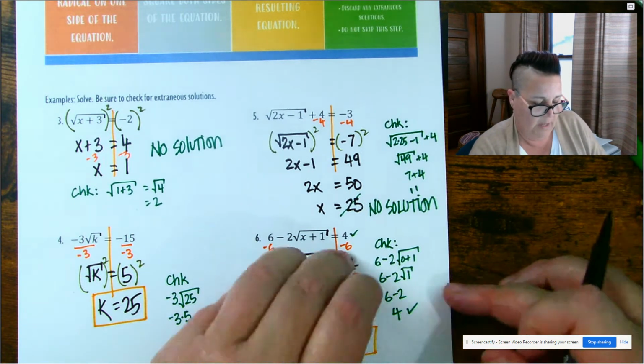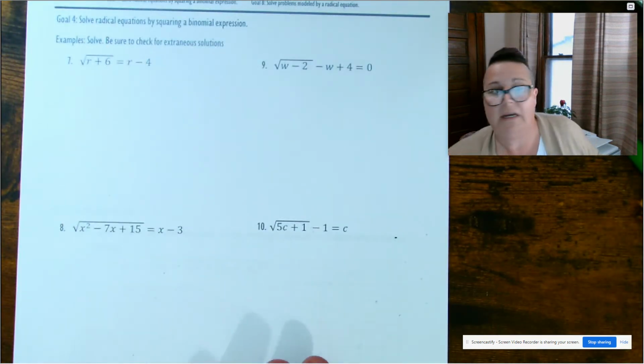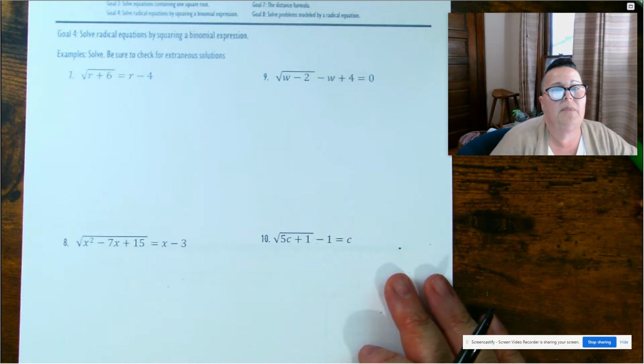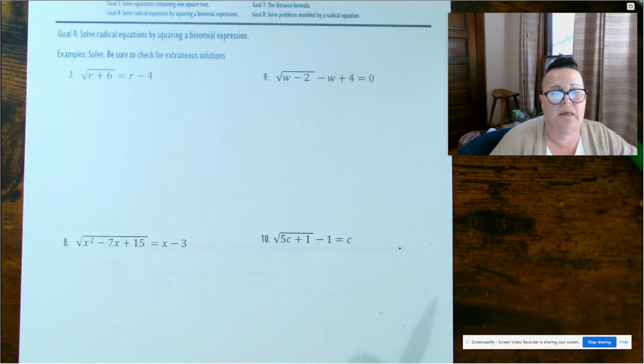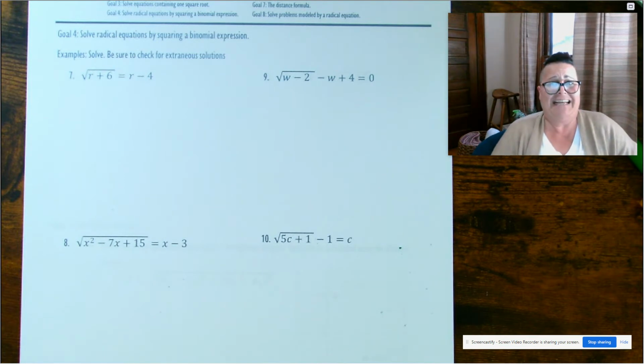Oof. Okay, let's keep her going. I've got some more here. All right. These are going to be binomials. Oh, okay. Let's see how this guy works. I think I just broke something.